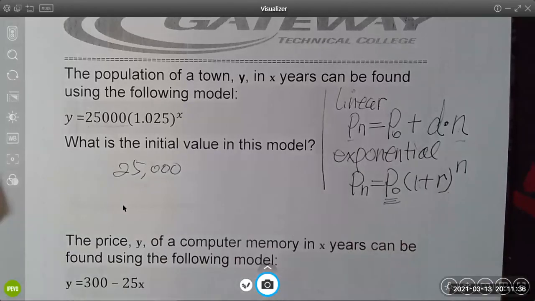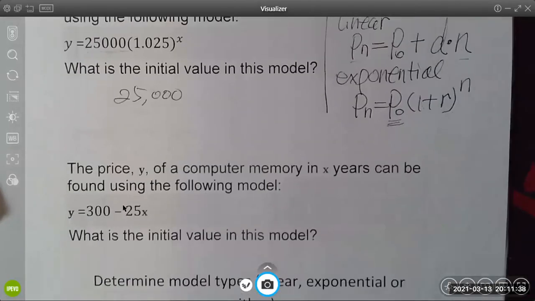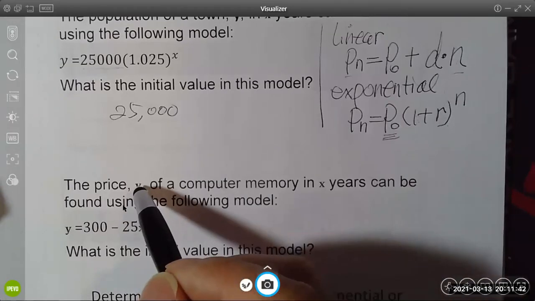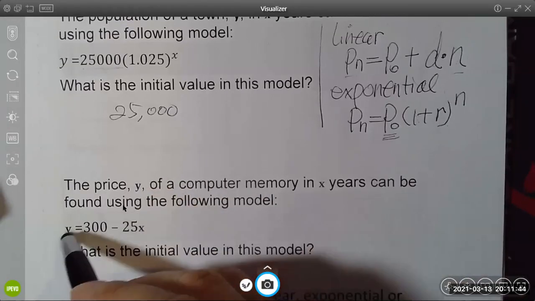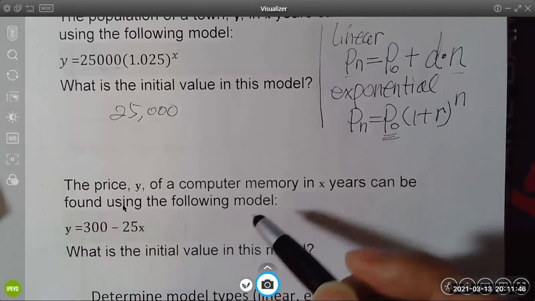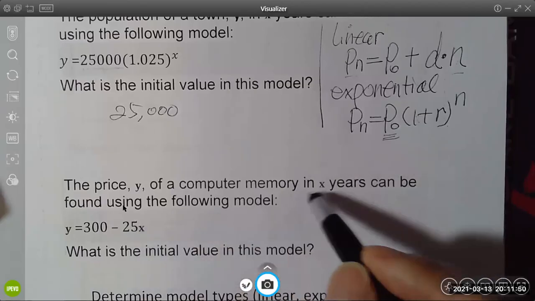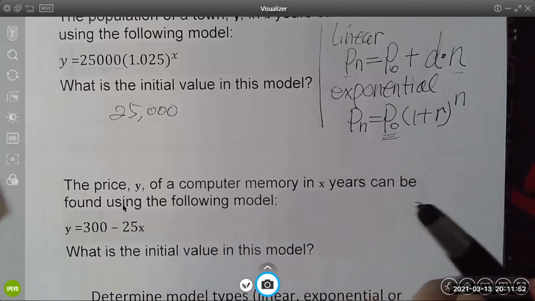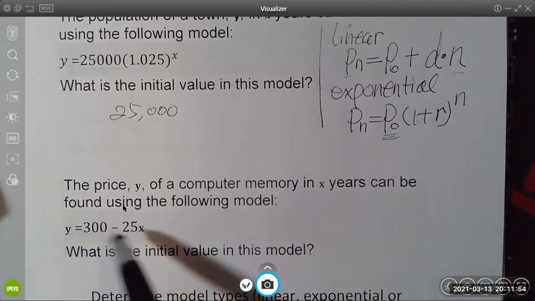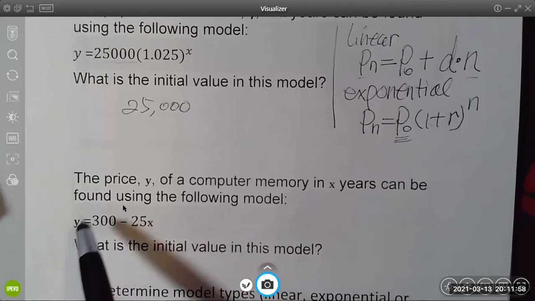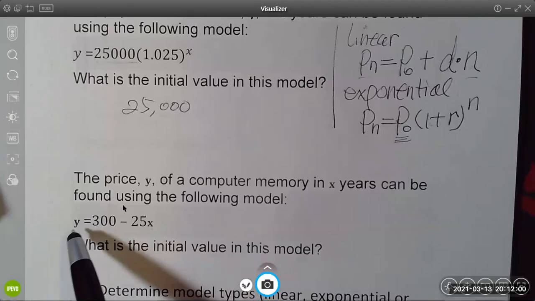Okay, move on to the next one. The price Y of a computer memory. So Y represents the computer memory price. So it's in dollars. So the output is the price in dollars. In X years, X is input on the right-hand side. So X is time in years. That means the price output depends on input, right? We learned that already. Output depends on input. That means computer memory price depends on the time in years.